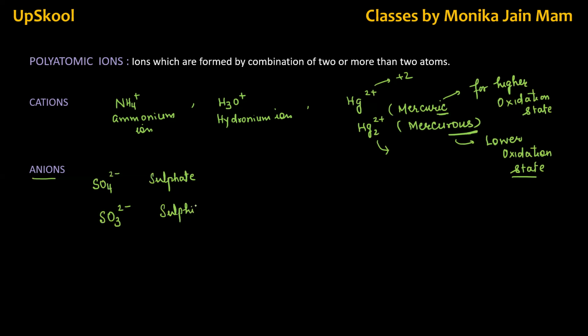I'm not going to confuse you. I'm going to clear your confusions. Sulfite ion. So here, if I predict the oxidation state on this sulfur, it is +6. And here, this sulfur has oxidation state +4. So that's why I was telling you, the ATE word is for higher oxidation state when the element is showing variable oxidation state, and ITE is for lower oxidation state. It is oxidation state or oxidation number.